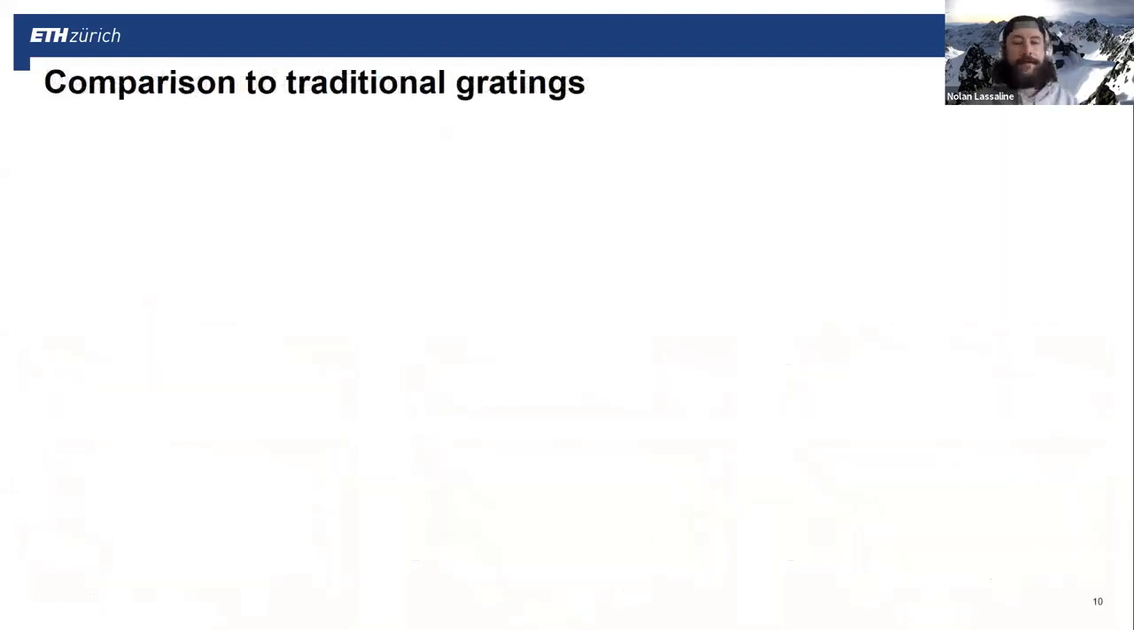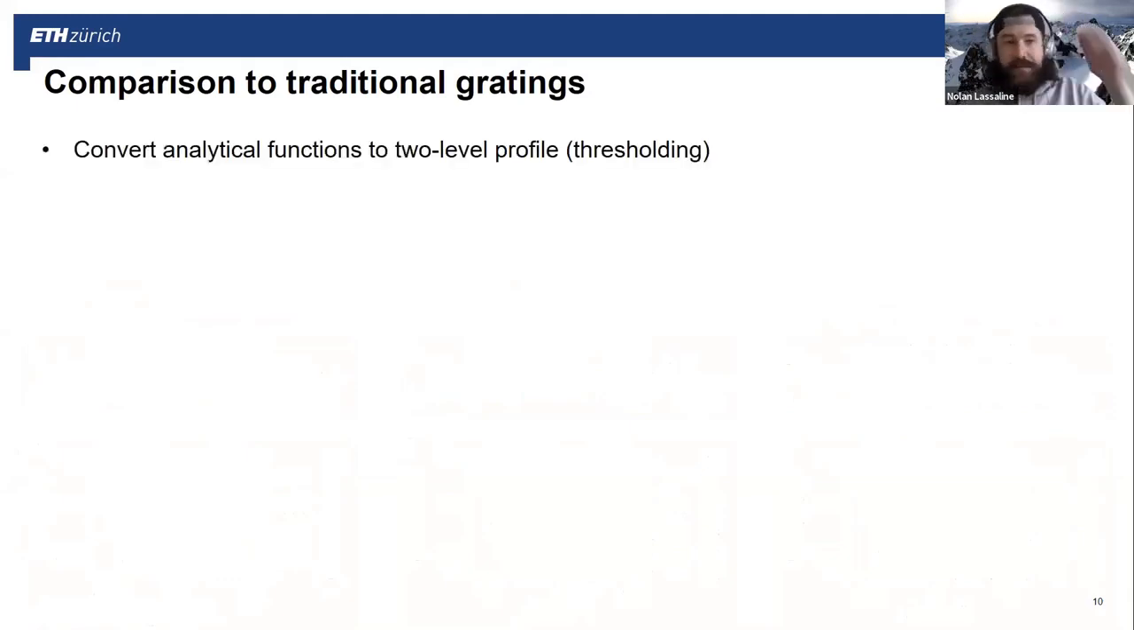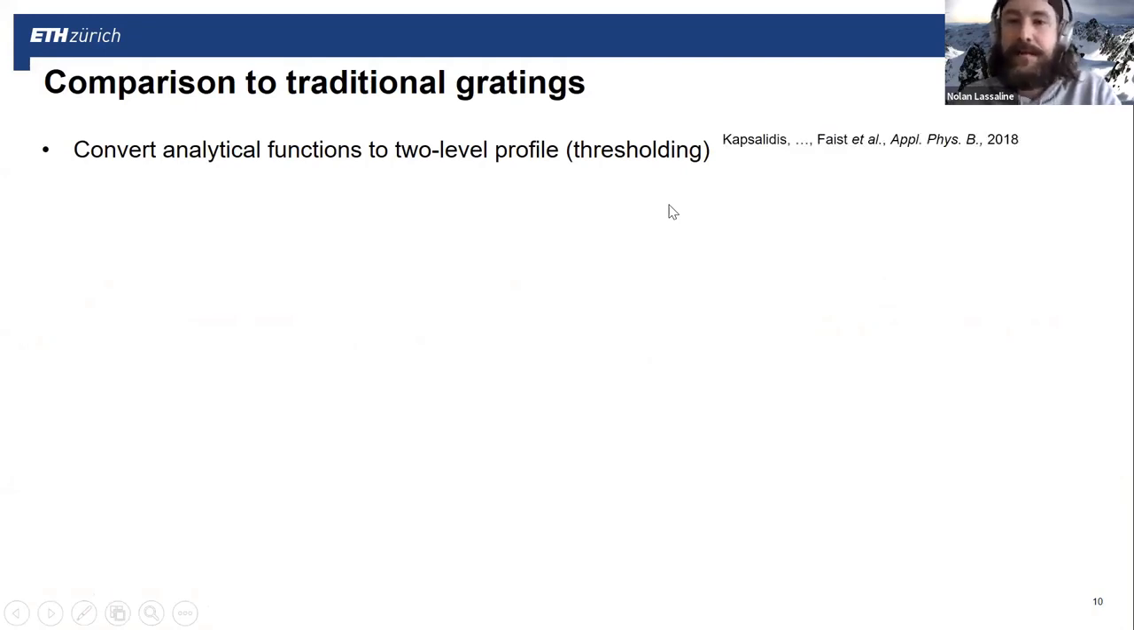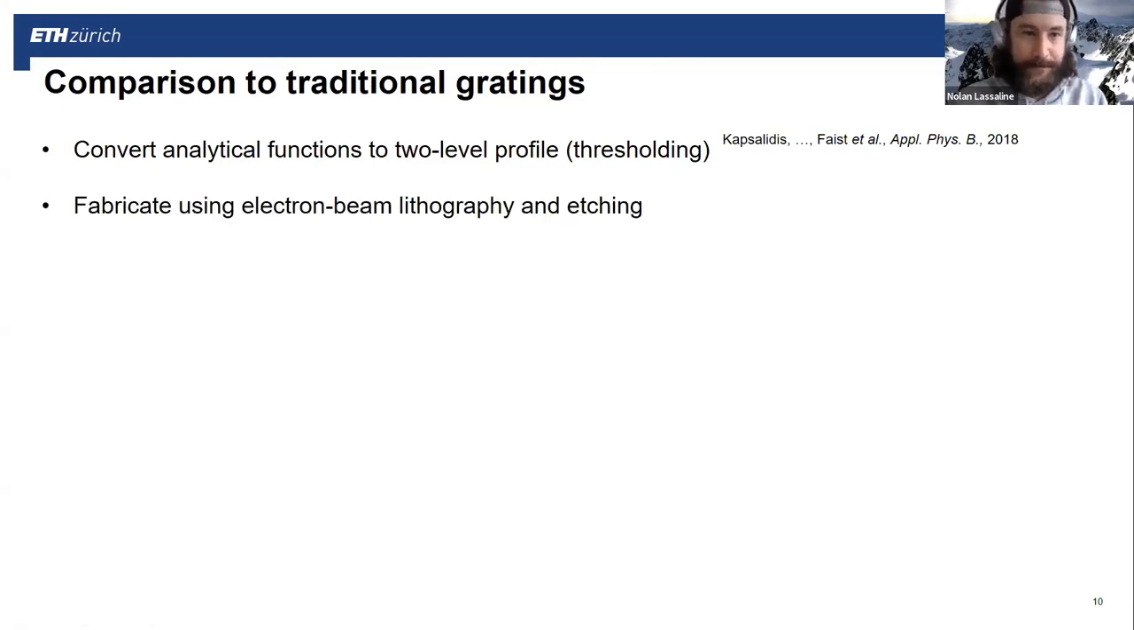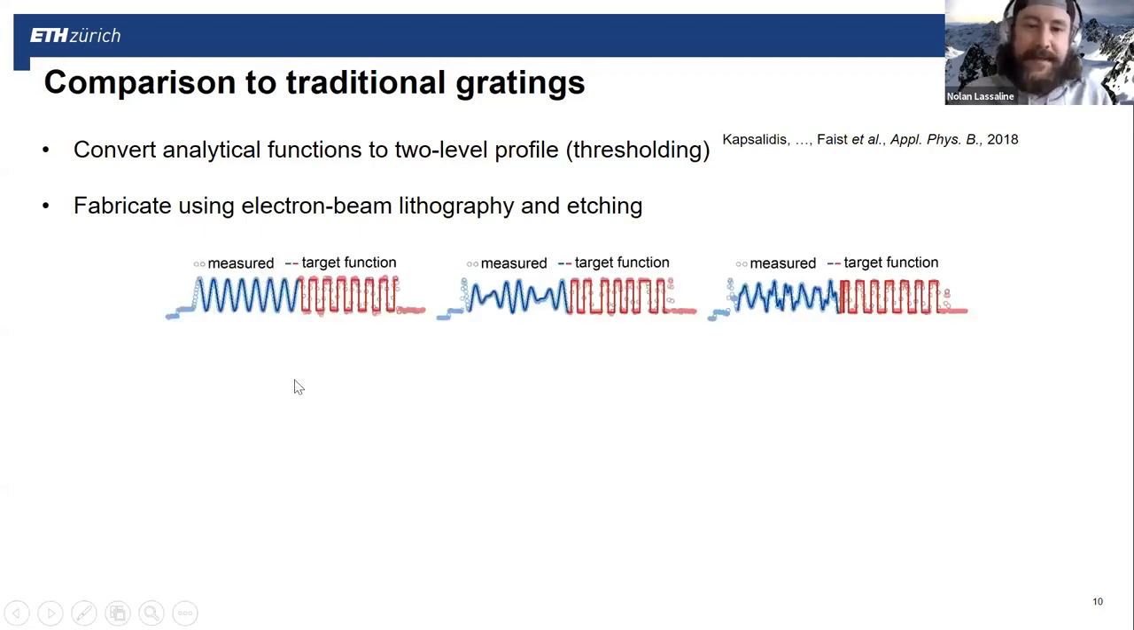And at this point, you may be wondering how these wavy surfaces compare to what people have been doing with more traditional methods. Just to show an example, if we take these analytical functions from the previous slide and convert them to a two-level profile with a thresholding procedure, this is not some random approach. It is actually being used in very modern laser designs, and this one here from Jerome Feist's group at ETH, a notable laser group, is how they make some of their complex diffractive surfaces. Then when we take this thresholded profile, we can fabricate it with standard techniques, so electron beam lithography and etching. And in the end, this is how it comes out.